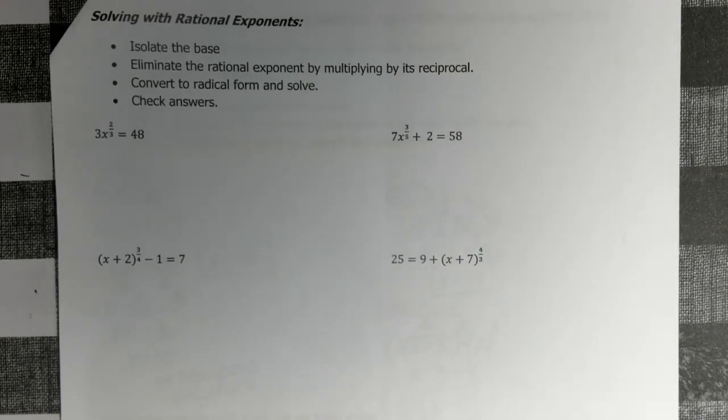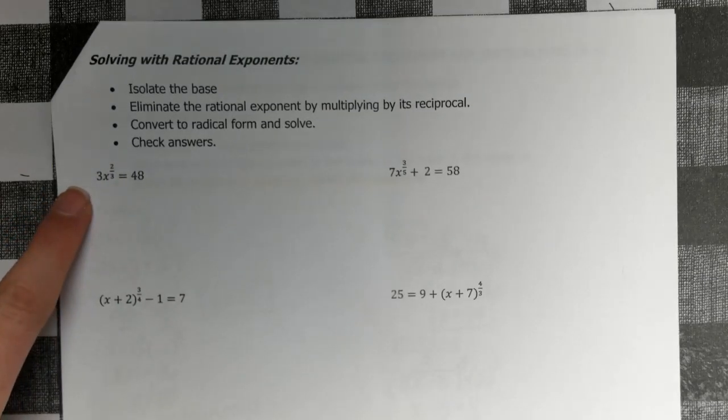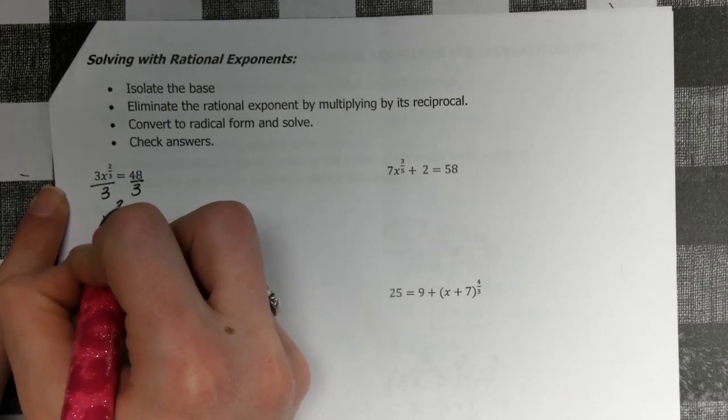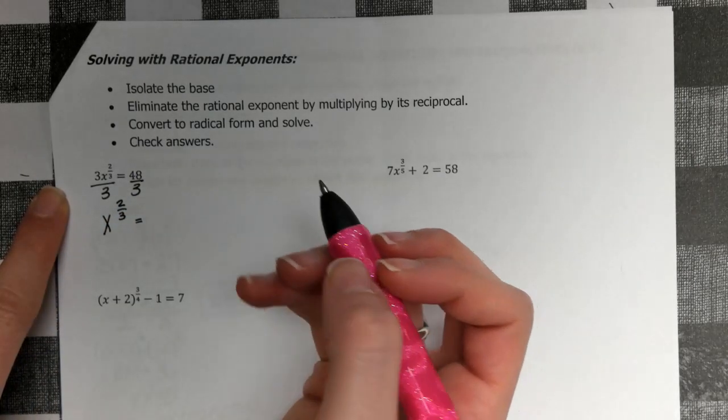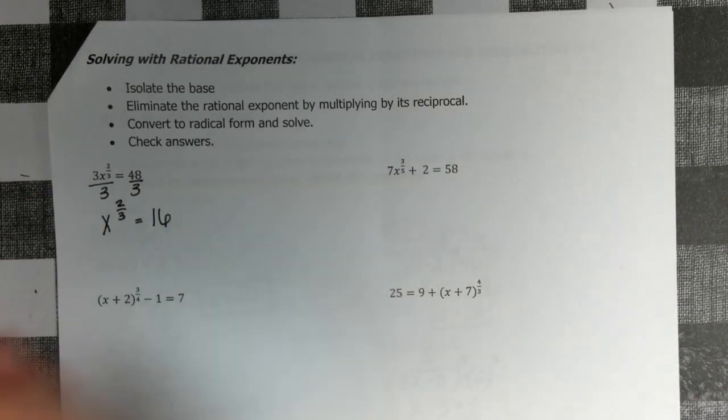Okay. Solving with rational exponents. Okay. You're isolating the base, which is your x raised to an exponent, or a set of parentheses raised to an exponent. But whatever your base raised to an exponent is, that's what you're getting by itself. Okay? So if I'm looking at my first example, 3x to the 2/3 equals 48, what would I do? Divide by 3. So x to the 2/3 equals 48 divided by 3 gives me what? 16.